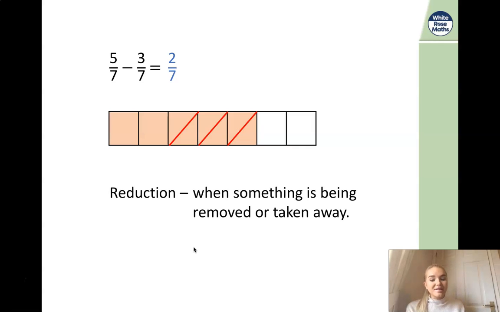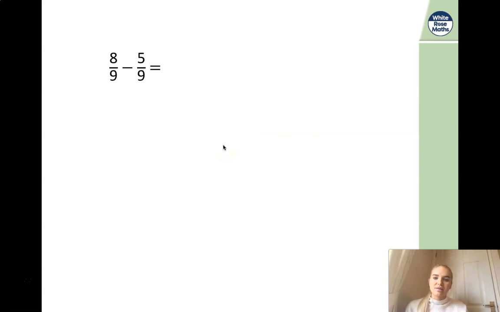Now this process is known as reduction. So when we are reducing a number, we are making it smaller because we are removing something or taking it away. And in this circumstance, we are taking away some of the boxes. We are taking away some of the fractions to get 2 sevenths.